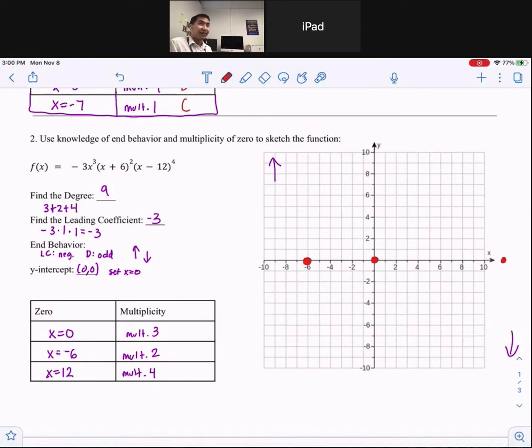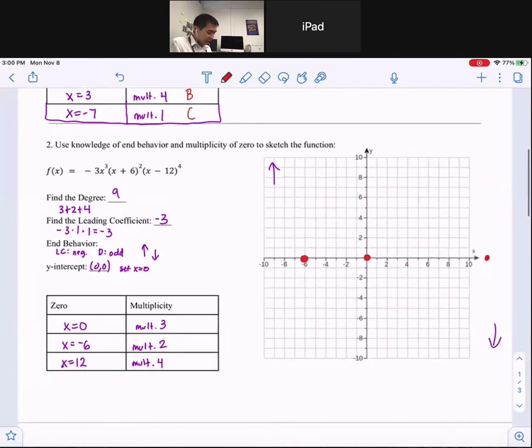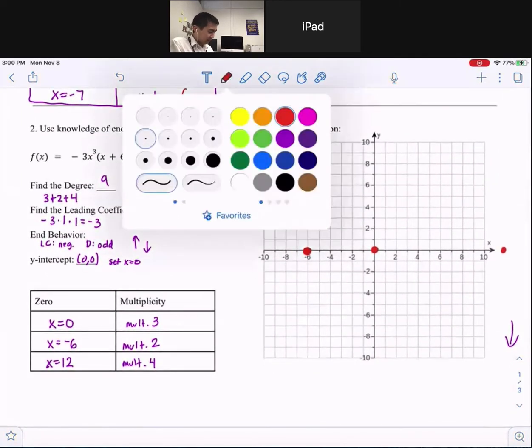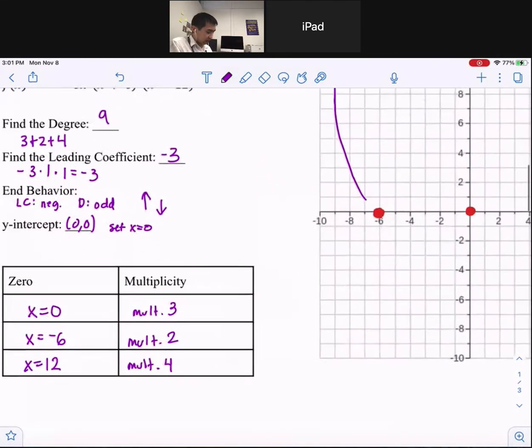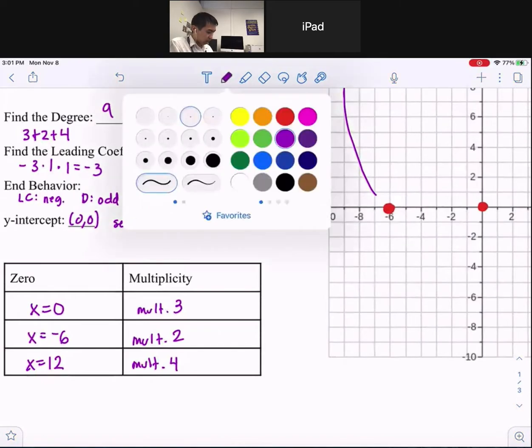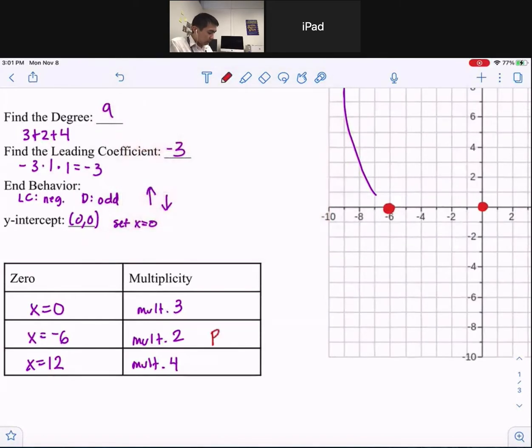And then when you draw this graph, now we are going to graph this. So starting from the left, approaching at negative 6, it is, oh, I forgot to write the bounces and crosses. So even multiplicities are bounces, and if it's an odd one besides 1, it's going to slide.